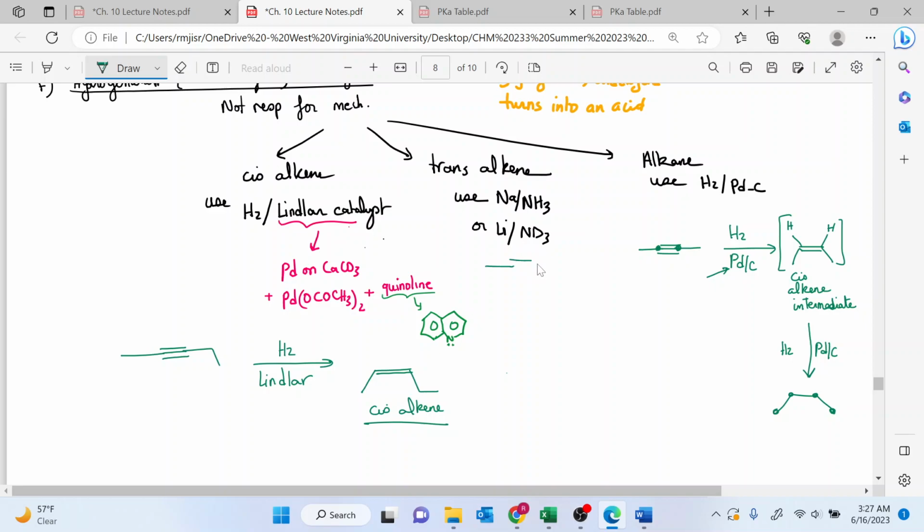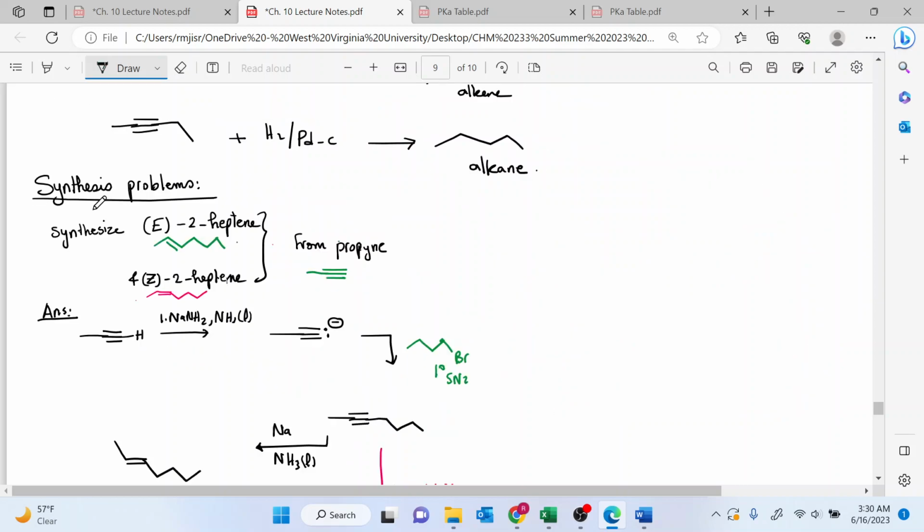So let's have an example over here. We have our triple bond. So if I am using sodium in presence of NH3, then I'm going to isolate my trans alkene in this case. If I am using sodium in presence of ND3, then I am going to still isolate my trans alkene, but now instead of the hydrogens, I would be adding two deuteriums.